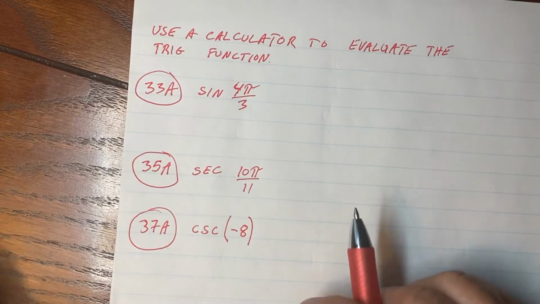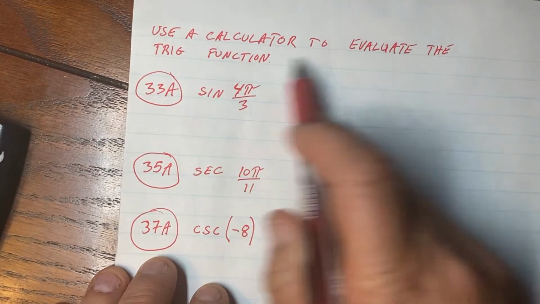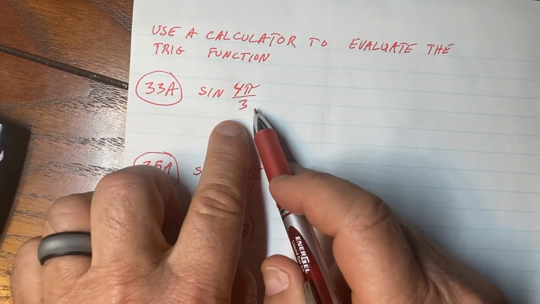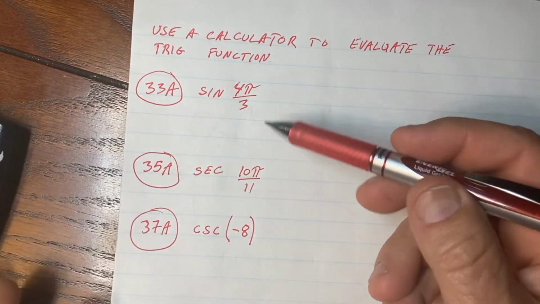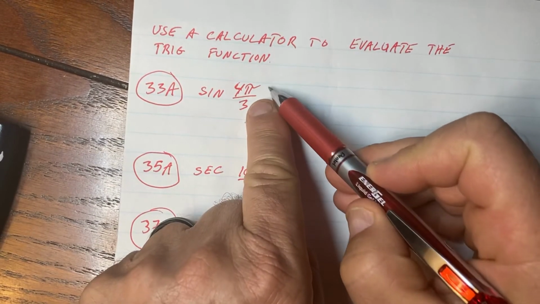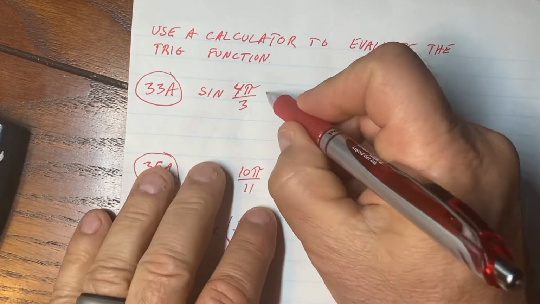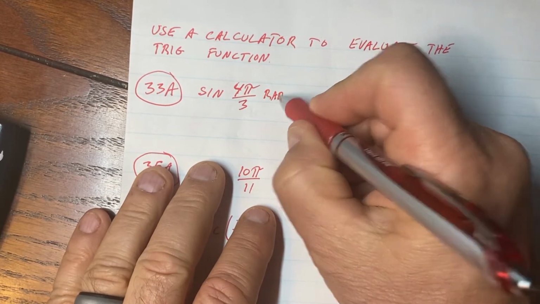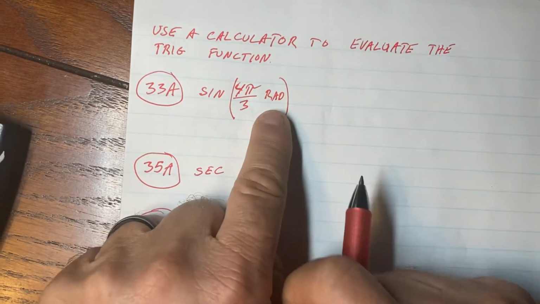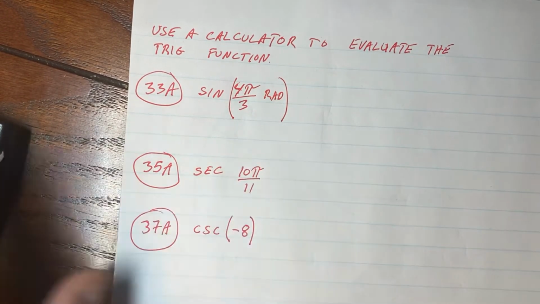Next, a little bit. Use a calculator to evaluate the trig function. Sine of, is that in degrees or what? There's no degree symbol there, so it means this is in radians. It would really be nice if they just did something like this. Make it obvious. That would be so nice. And they don't.